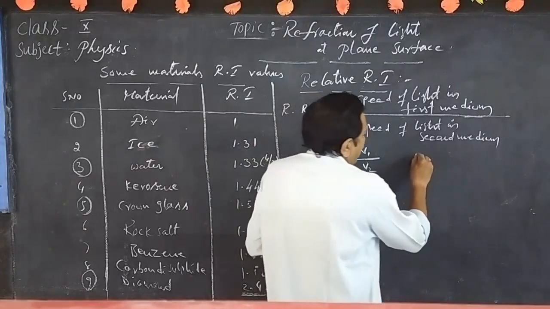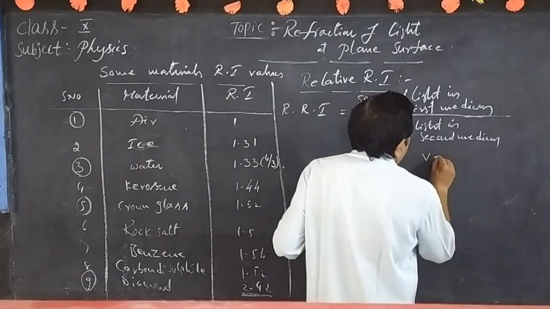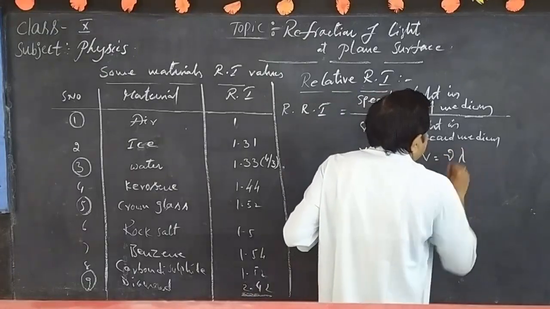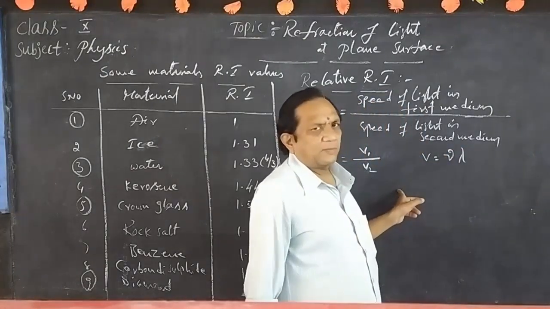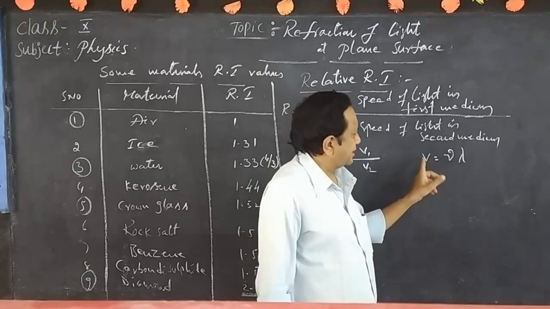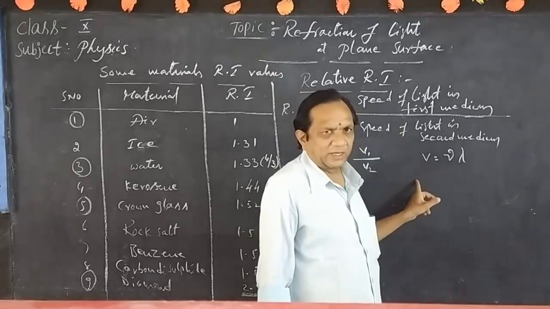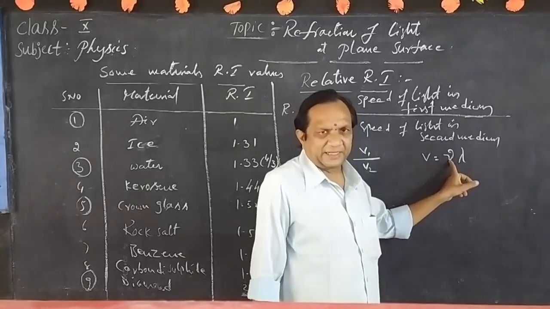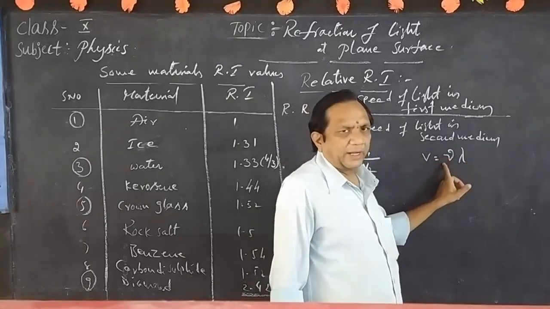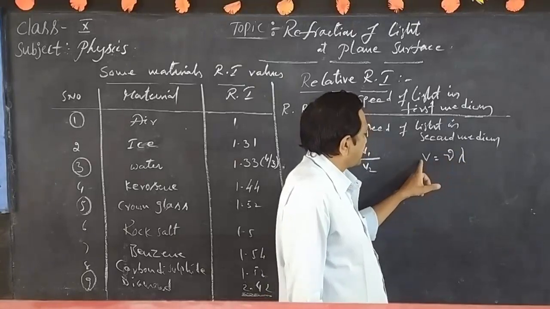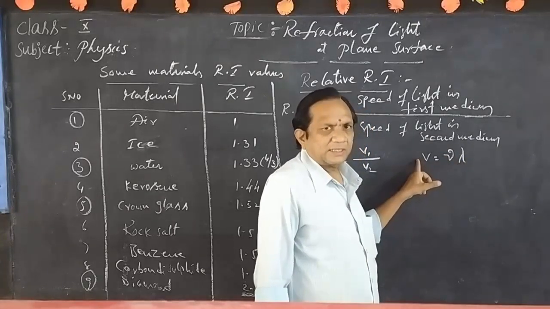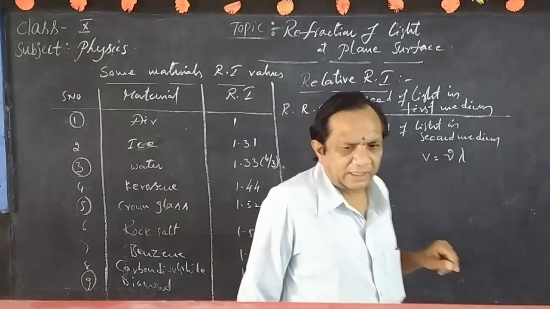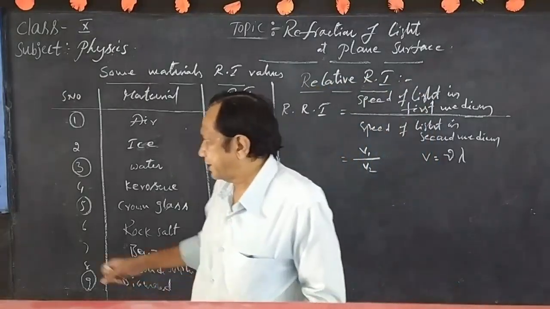But we know that V is equal to nu lambda. Remember, it's a very, very important formula. What is this formula? Velocity of sound or velocity of light here. V is equal to, what is this letter? Nu, the frequency of radiation, and lambda is the wavelength. The product of this frequency and wavelength gives velocity. Okay? So we need to consider V is equal to nu lambda.